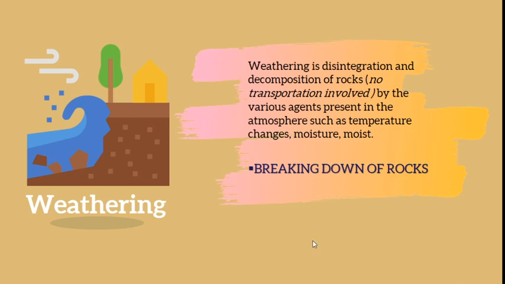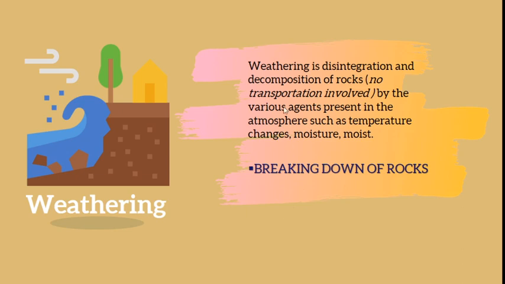Weathering is disintegration and decomposition of rocks by the various agents present in the atmosphere, such as the temperature changes, moisture, or moist. Now, when we say weathering, to sum it up, it has something to do with the breaking down of rocks or alteration of rocks. However, there is no transportation involved.